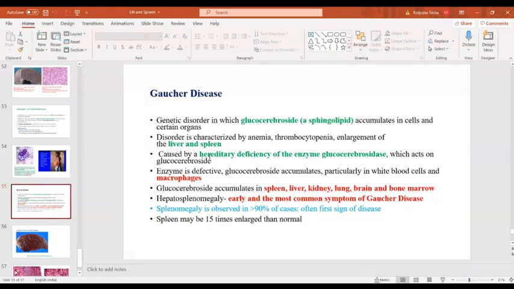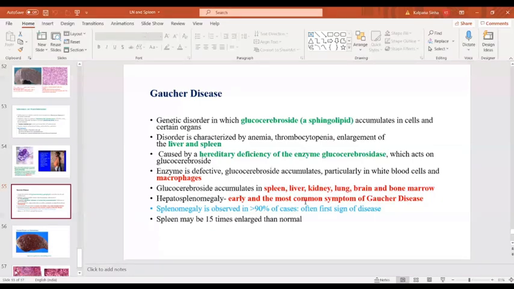Okay. So the last cause is storage disorder. Gaucher's disease is a very important cause of massive splenomegaly. It is a genetic disorder. There is deposition of glucocerebroside, a sphingolipid which accumulates in certain organs. Mostly the liver and the spleen get affected. So there will be massive splenohepatomegaly, and the cause is hereditary deficiency of the enzyme glucocerebrosidase. When the enzyme is defective, this component accumulates in the macrophages.